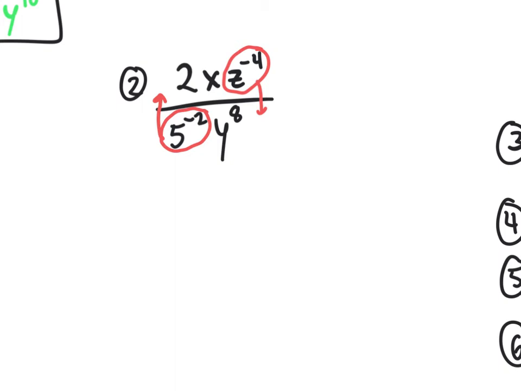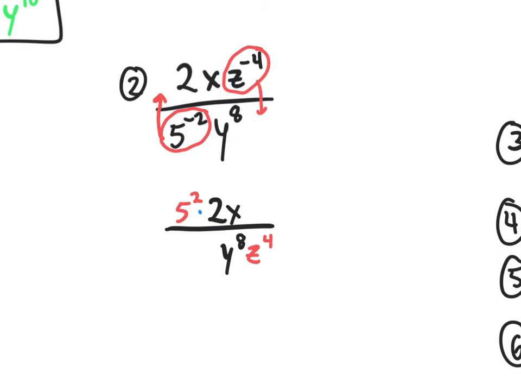So how should I begin this? Let's begin this by writing what did not move. We have the 2x that did not move, and we have the y to the 8th that did not move. So when I do move up the 5 to the negative 2, it becomes 5 to the positive 2. And of course, to not get confused, put a dot right there in between the 5 squared and the 2. Okay? And also that z to the negative 4, you moved it down, it became z to the positive 4. And that's what we have so far.